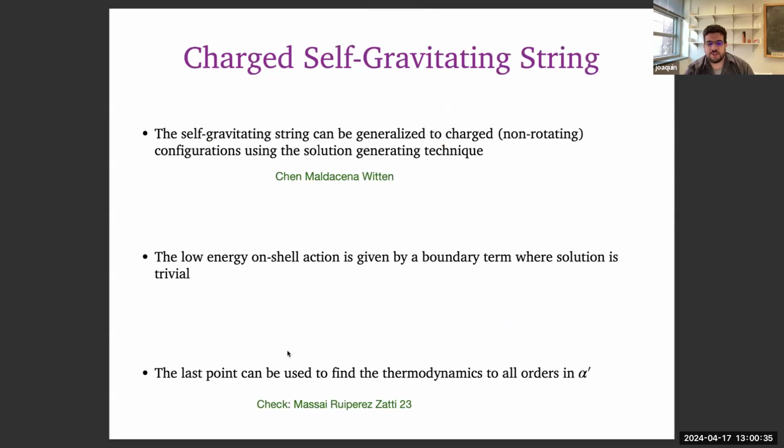Okay, so this was the case without charge. Chen, Maldacena, and Witten consider the generalization of the self-gravitating string to charged configurations, and they essentially do the same trick as Sen. They use solution generating techniques: you use the duality symmetries of your solution to generate solutions that are charged out of solutions that are not charged.